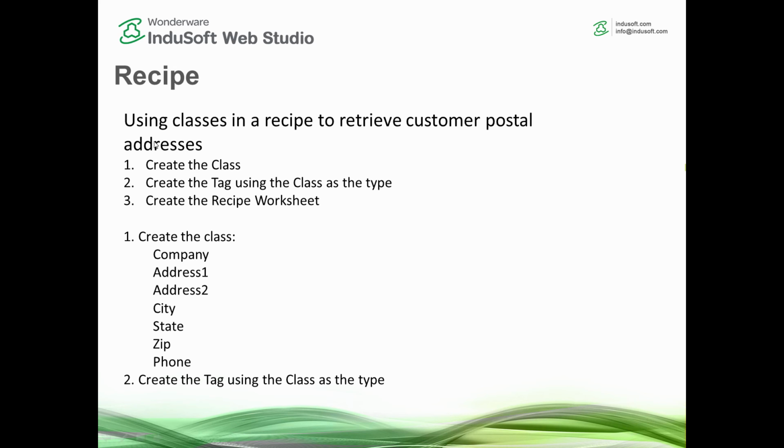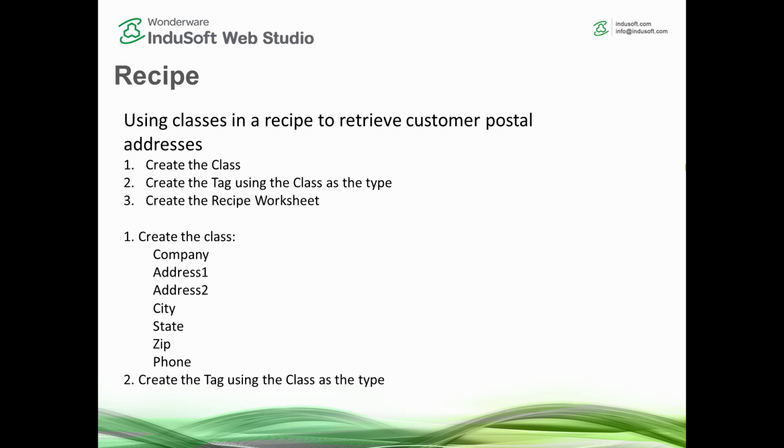To get started here, we're going to start really with three steps. The first step is we're going to create a class. We're going to create the tags using the class as the type. Essentially, I'm going to create a class that's the address structure. So it'll have company name, address, city, state, postal code, and then we'll create the tag. In fact, in this scenario, we're going to create two tags that use that class, that address structure. We're going to have a bill to address and a ship to address.